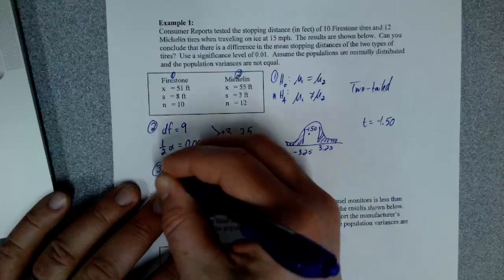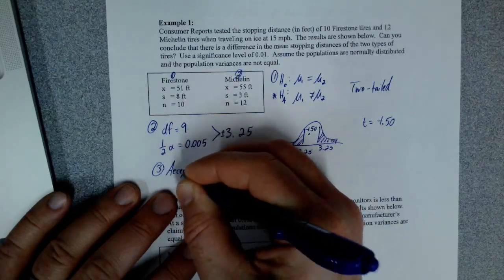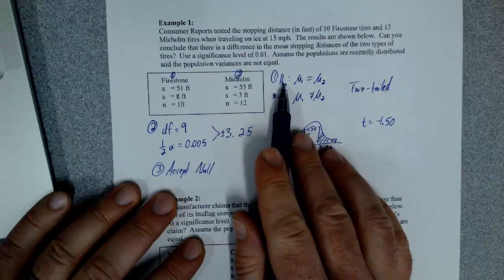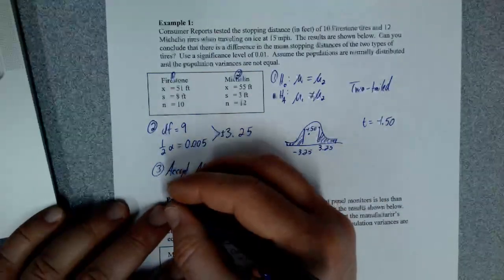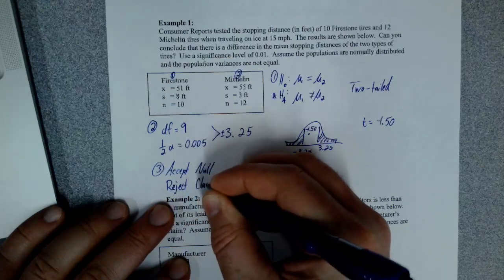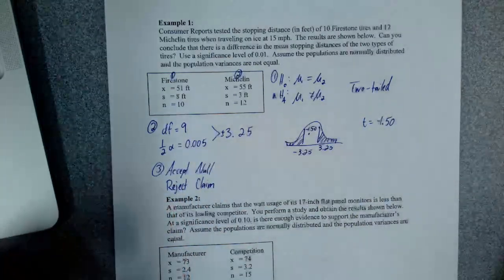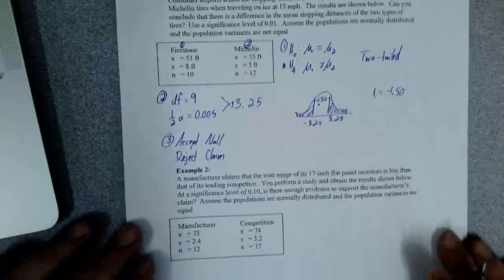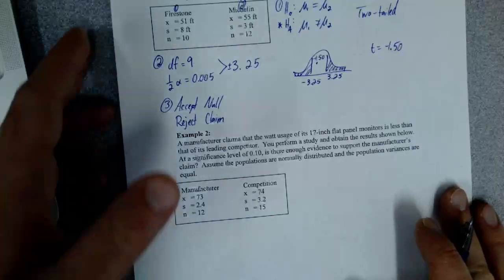So we are going to accept our null because it's outside the shaded region. Accepting the null means we're rejecting the claim. And therefore saying that their tires are more or less equivalent. So there is not much of a difference, statistically speaking.